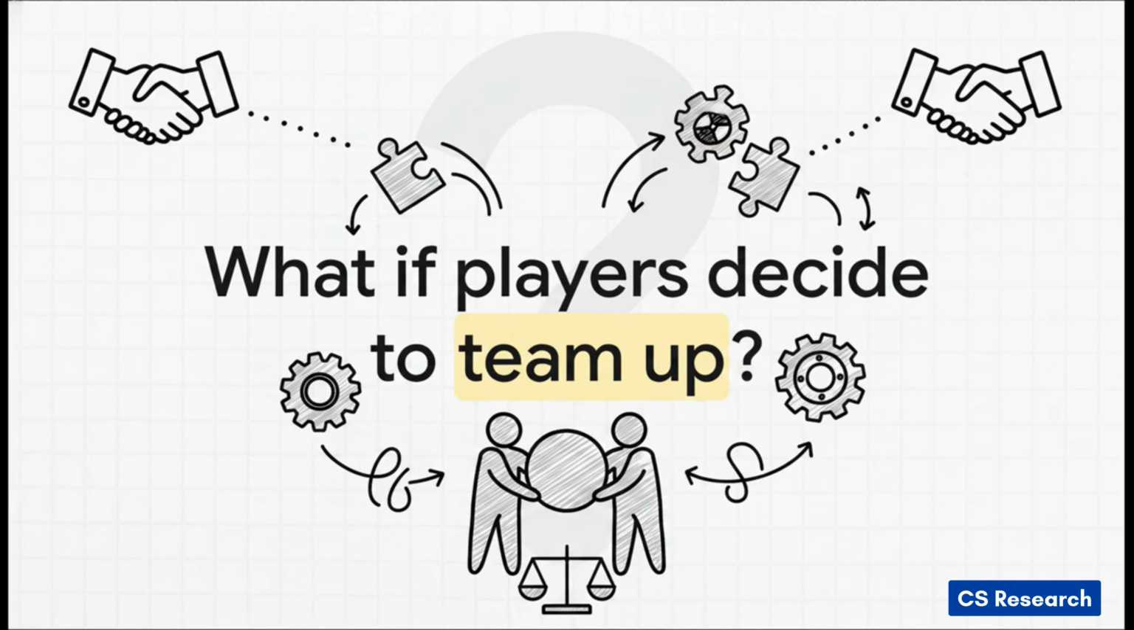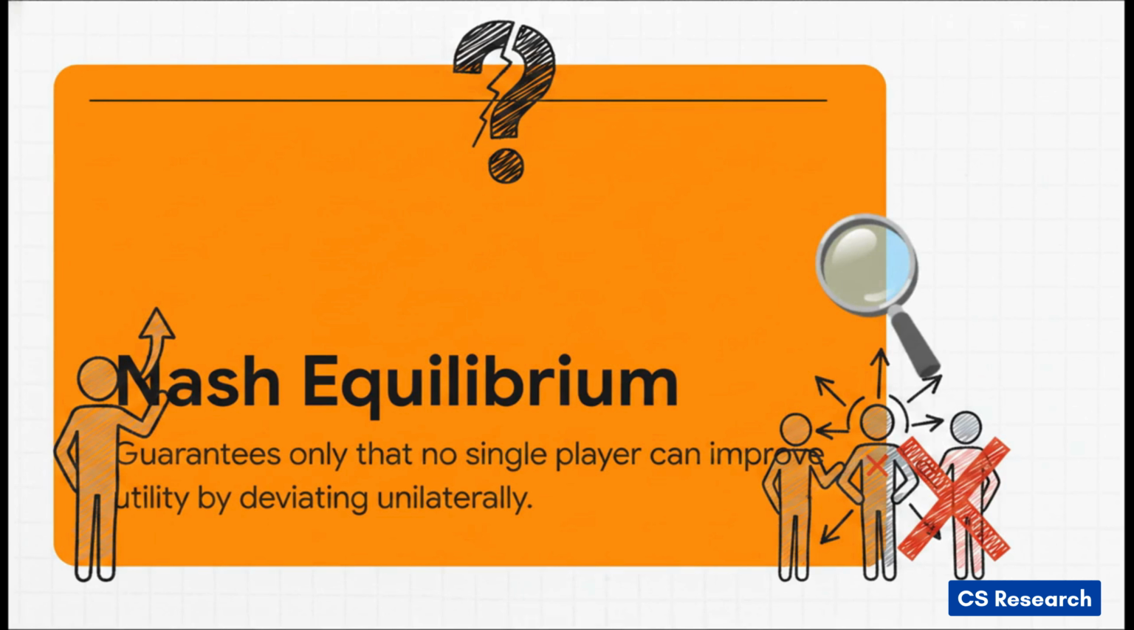Well, suddenly those single-player mathematical rules break down entirely, because what's best for the individual in isolation is definitely not what happens when a group pools its resources together. And that brings us to arguably the most famous concept in game theory, the Nash equilibrium. Now, don't get me wrong, it's a brilliant concept, but it has one massive, glaring limitation. It guarantees only that no single player can improve their utility by deviating unilaterally. It completely and totally fails to protect against profitable, coordinated deviations by multiple people acting together. Basically, the second a coalition forms, Nash equilibrium just completely collapses.